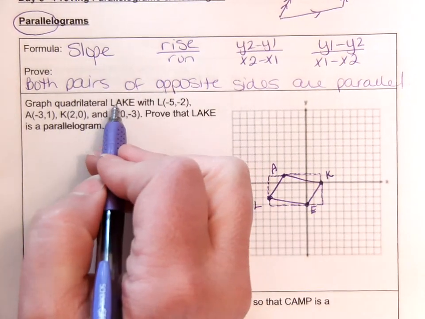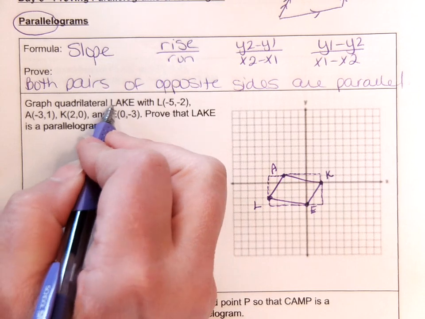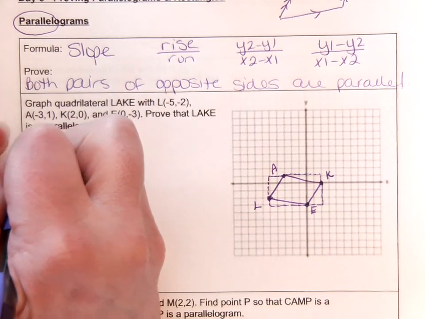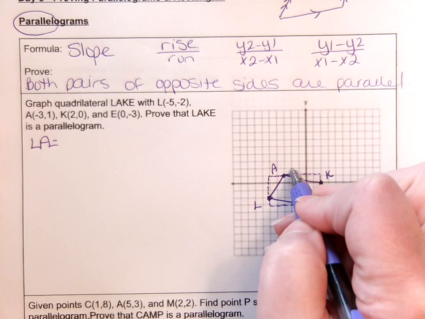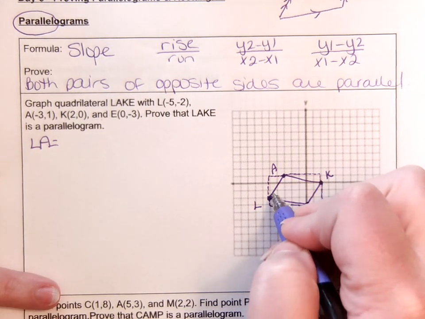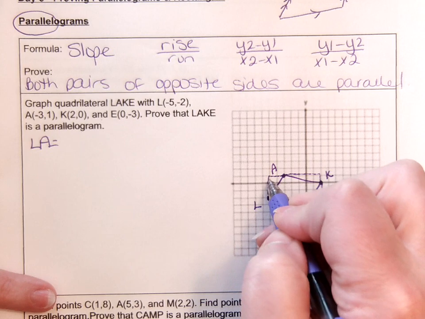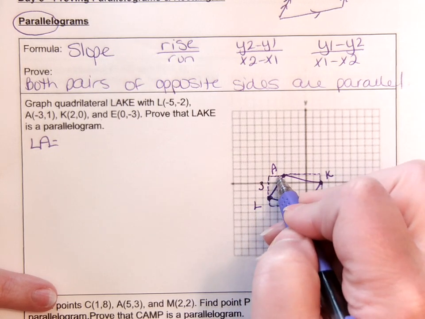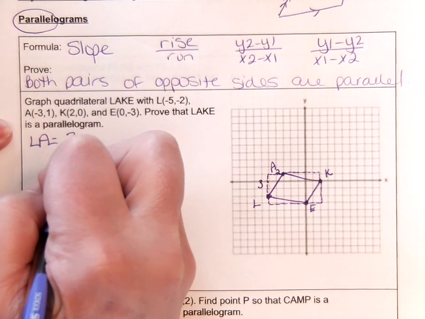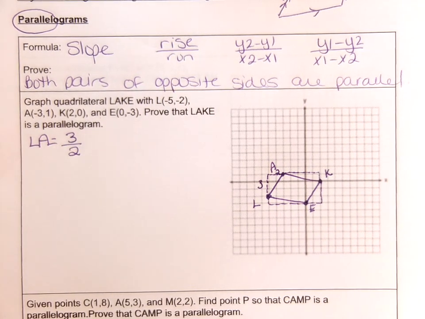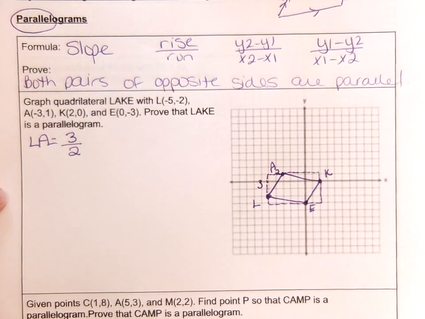So I'm going to start with LA because L is my first letter. Okay, so I'm going to do LA. And LA is going up, so it's going to be a positive slope. So it's going up 1, 2, 3, and right 1, 2. So it has a slope of up 3 over 2, a rise of 3 and a run of 2.